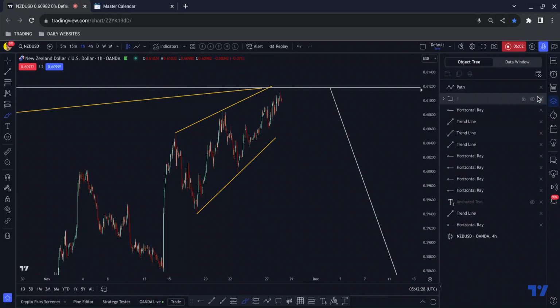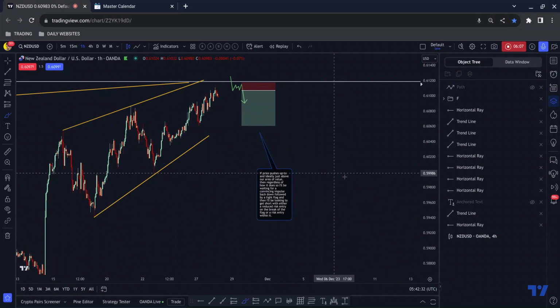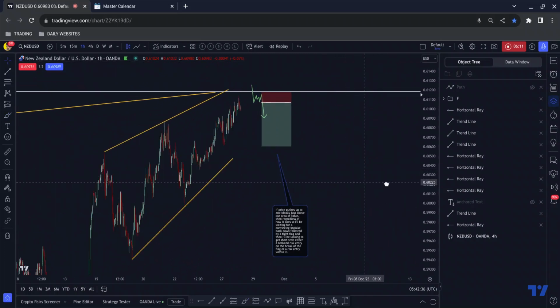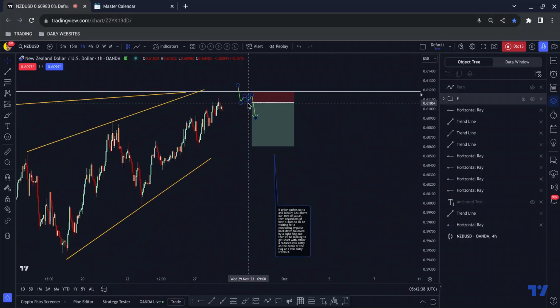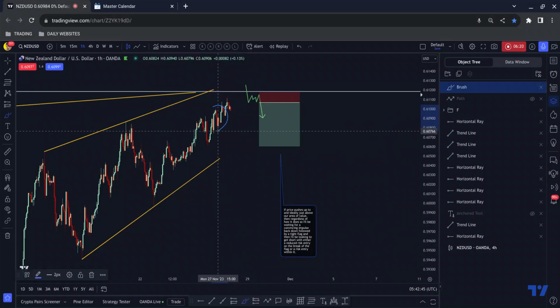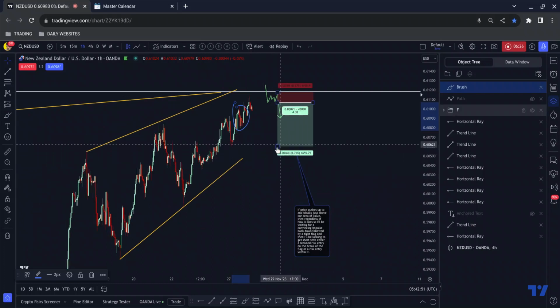So with all of that in mind, I'll be looking for the following. If we tap into that area of value, we push down and we flag, then I will be looking to get short either on the break of this flag or within it. And then I would be able to manage this down to the start of this corrective range for something in the region of 4.5%.